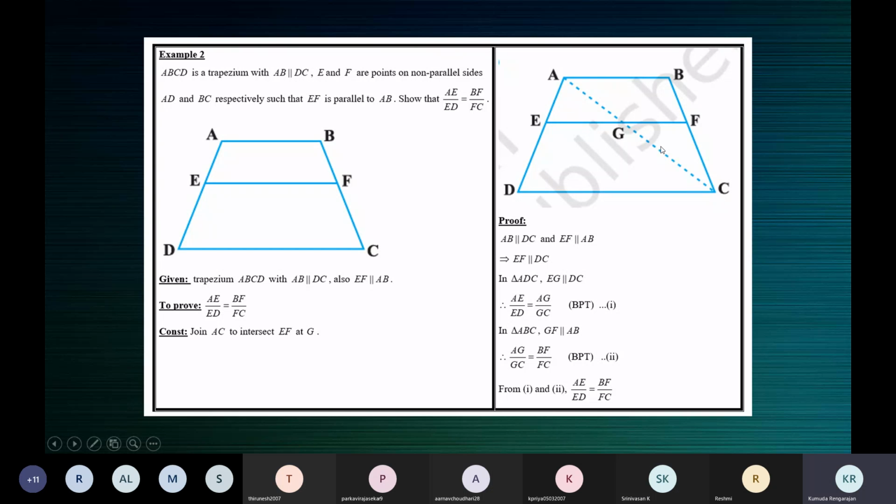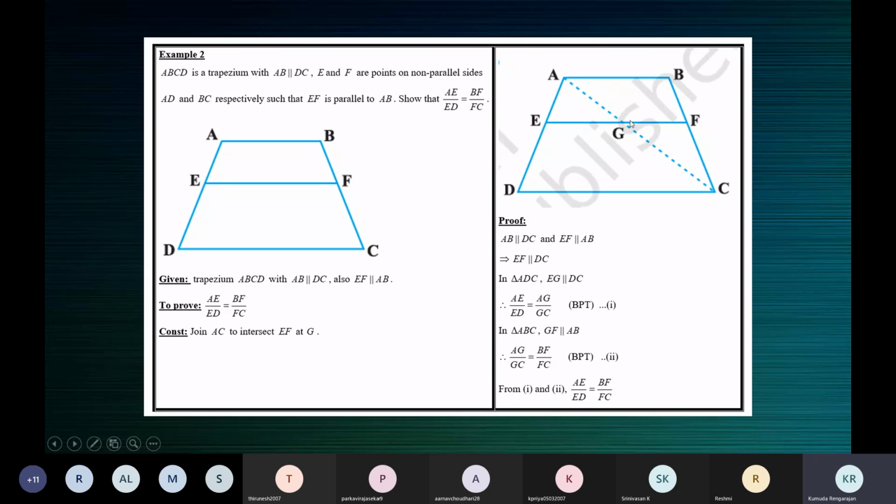In triangle ABC, which line is parallel to one side of the triangle? GF is parallel to AB, ma'am. Why is GF parallel to AB? GF is a part of EF, and EF is parallel to AB. So in triangle ABC, GF is parallel to AB.